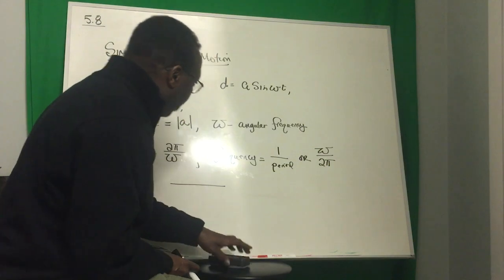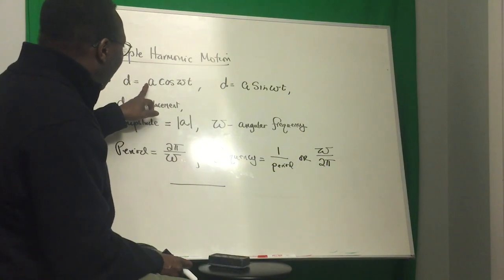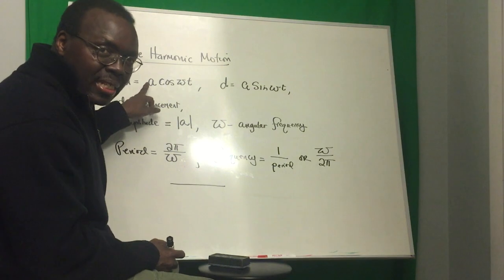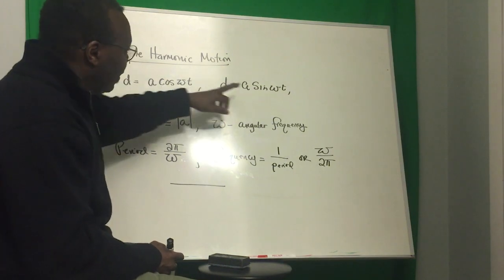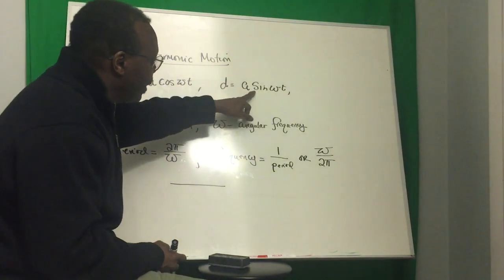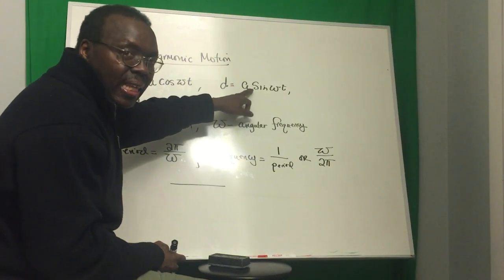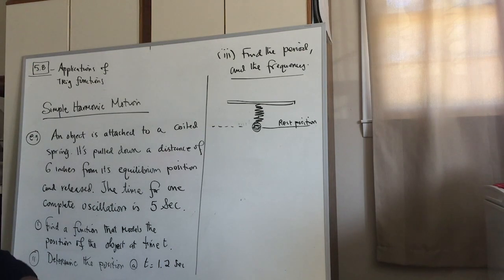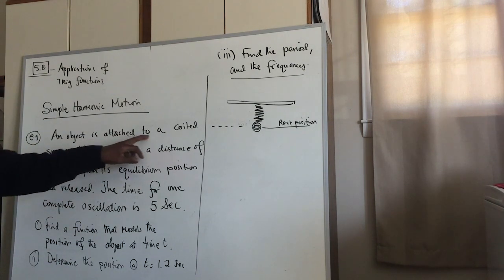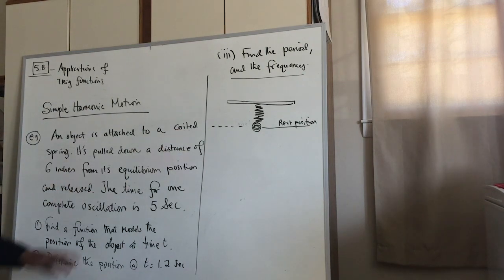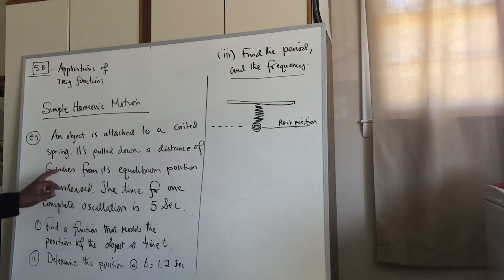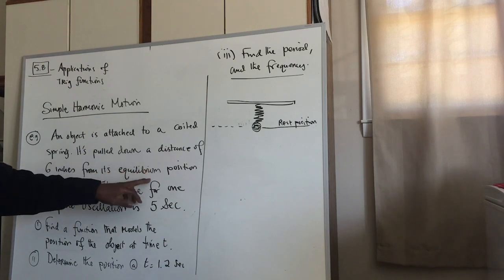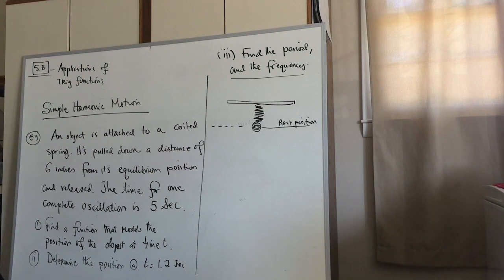Before we go to the examples, the first equation is applied if the displacement starts from the highest point. The next one is when the displacement starts at the equilibrium point or the rest position. The example for this subsection about simple harmonic motion is right there. An object is attached to a coiled spring. It's pulled down a distance of 6 inches from its rest position or equilibrium position and released.